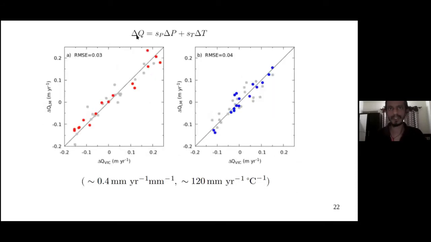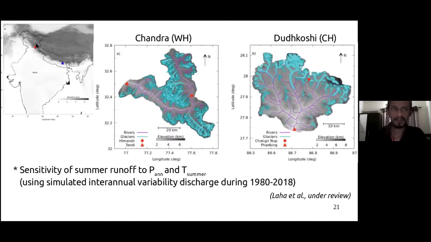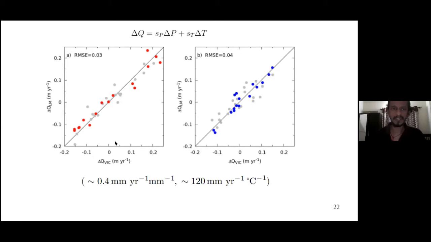So we are saying that delta Q, which is the discharge change, depends linearly on delta P and delta T, which are the annual precipitation and summer temperature change. Okay, and delta Q is not the total discharge, it is the summer discharge, which is most of the discharge in these basins. Okay, and we have looked at one western Himalayan basin and one central Himalayan basin, and these two are chosen based on their data availability. Okay, and what we see is the precipitation sensitivity, SP: if you add maybe 100 millimeters of water, you get 40 millimeters of extra discharge. Okay, so there is some storage. Part of it is of course going to evaporation, but there is also maybe a storage component.